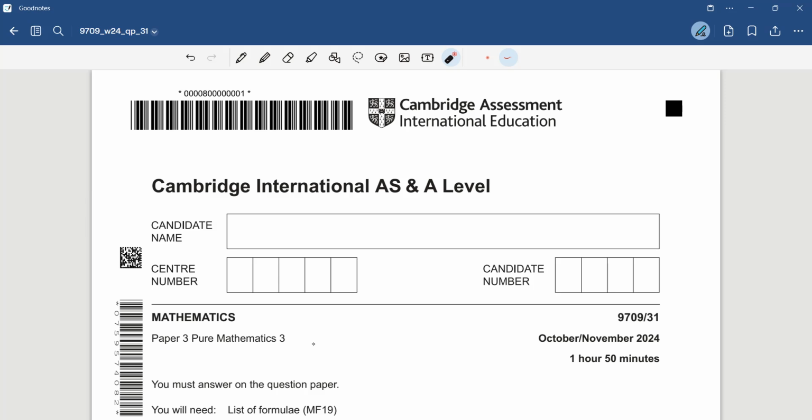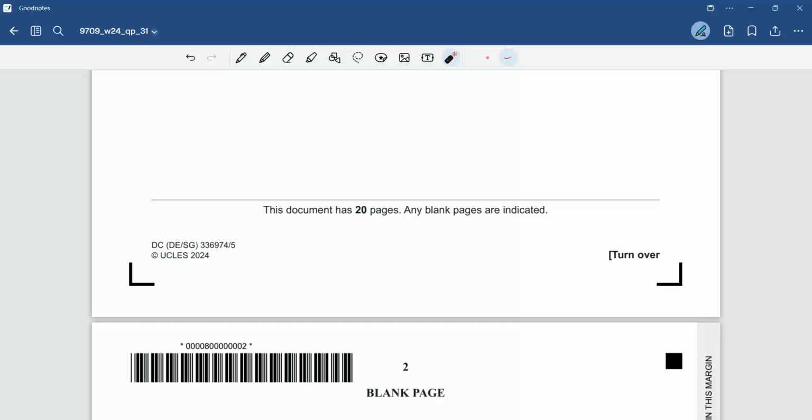Hello everyone. So today we're going to look into Pure Mesh 3, October November 2024, variant 1. Okay, so let's look into question number 1.